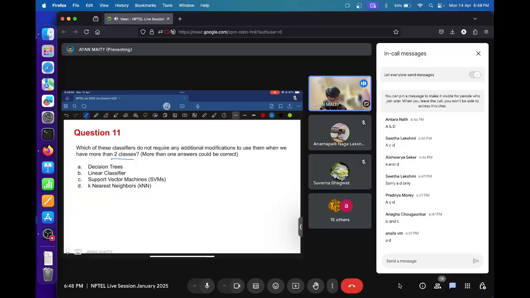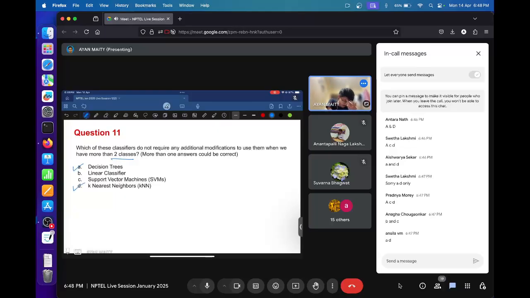So correct answers are decision trees and k nearest neighbors. In decision trees, we don't need any additional modifications. Even if you have three classes, the leaf of the decision tree contains the class. So you don't need to modify anything in decision trees. Any number of classes it might have, the leaf would contain the class. So it does not require any specific modifications for multi-class classification.